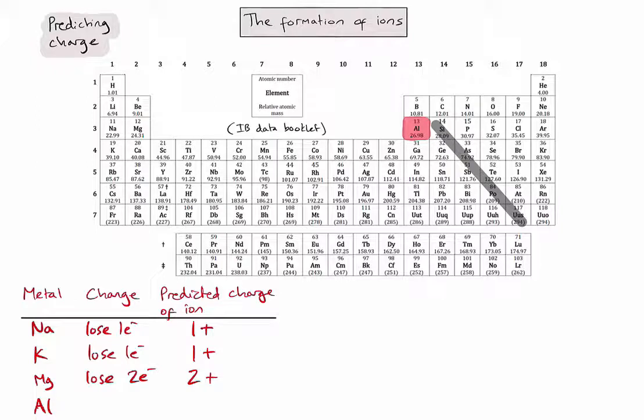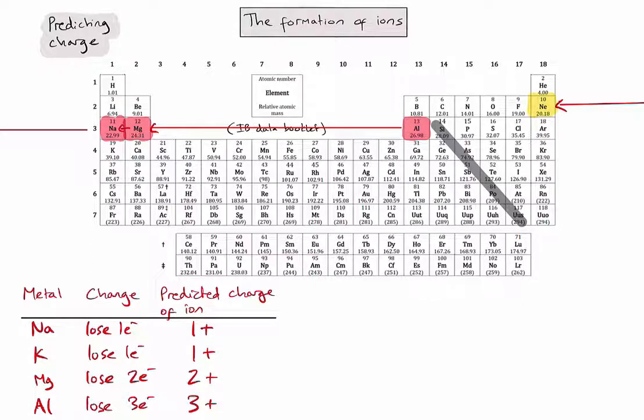As a final example, let's consider aluminium, which is in group 13. Again, aluminium is a metal, so we know it's going to probably lose electrons in order to form an ion. So in this case, I need to work back in my periodic table 3 steps before I reach the previous noble gas. So when forming an ion, we would predict that aluminium will lose 3 electrons and therefore end up with an ion of 3 positive charges.